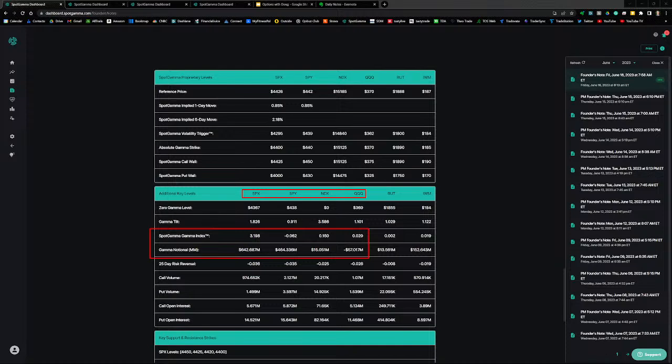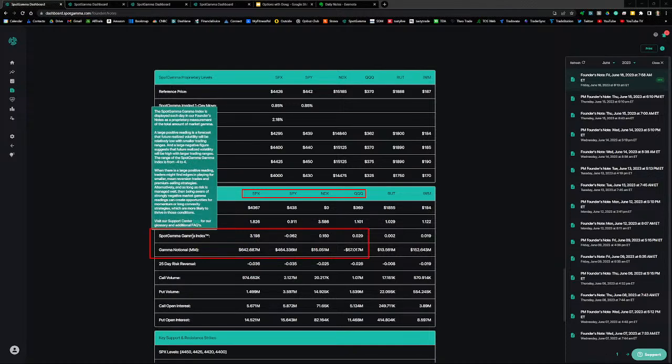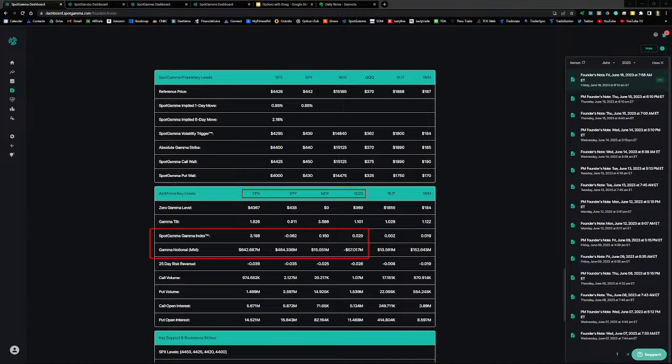And another thing to point out is the Spotgamma Gamma Index. This is a proprietary measurement of the total amount of market gamma, and it varies from -4 to +4. So in a positive Spotgamma Gamma Index, that is indicating again that market makers' position is positive, and that tends to indicate a lower volatility market. And at about 3.2, this Spotgamma Gamma Index is quite high, quite positive.